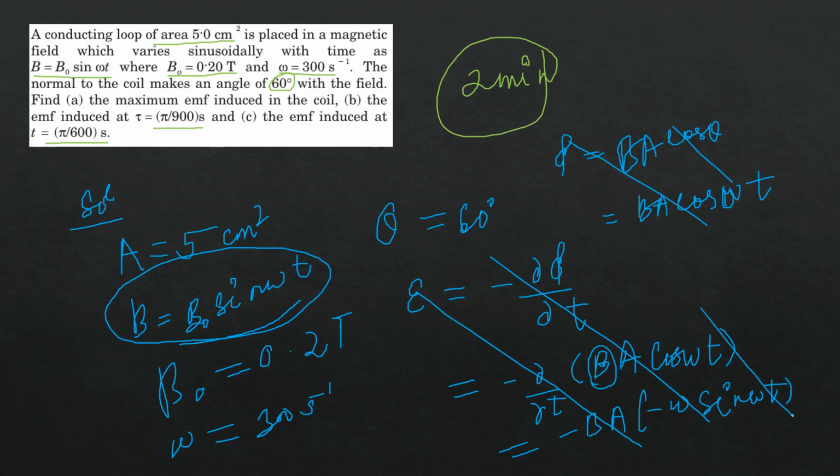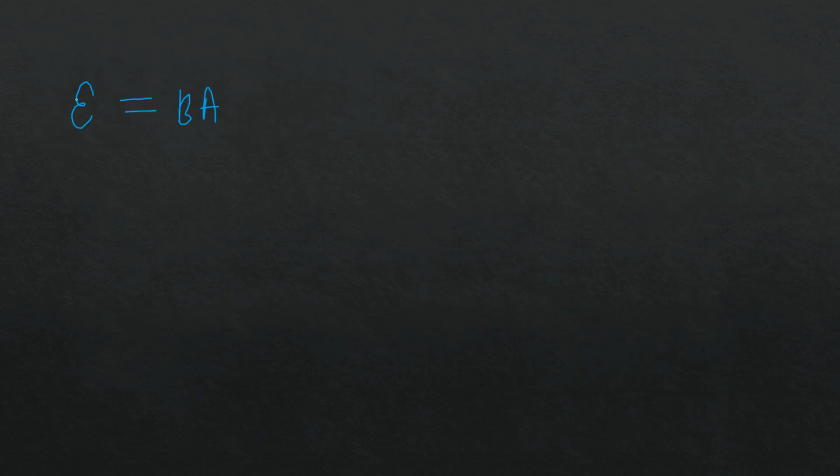So what will you do? See, why I did that? Because the theta is given here, right? Theta is 60 degree, so I can put theta directly here. Cos 60 is 1 by 2. But we cannot take B out. I did a mistake here. I took B out, but I cannot take B out because B is a function of time. B is equal to B naught sin omega t. So that is wrong. What will I do? I will do it again. No problem.